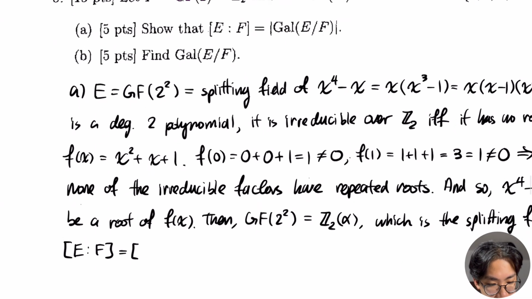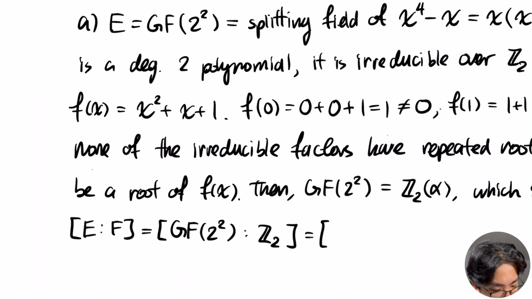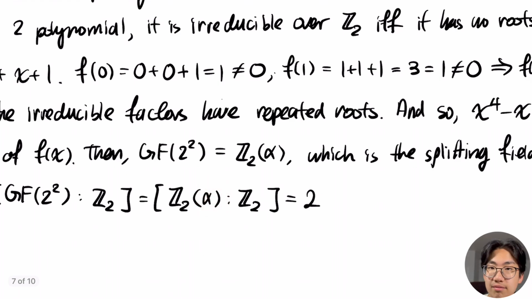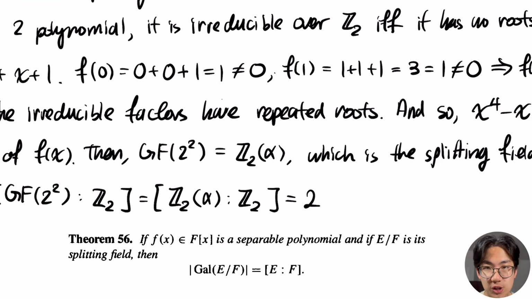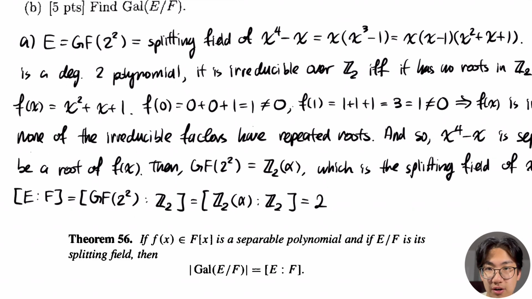So in this case, GF2, so Galois field of 2 to the 2 over Z mod 2, which again is obviously just equivalent to Z2 joined alpha over Z2, which of course is just a degree 2 extension because alpha here is kind of a degree 2 element in some sense. And from here, we can finally just invoke theorem 56, which just requires that the polynomial we're dealing with is separable, and that the extension here is actually the splitting field, which is exactly what we have in our case.